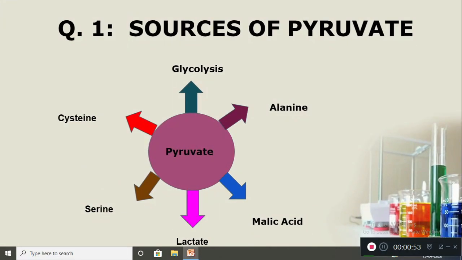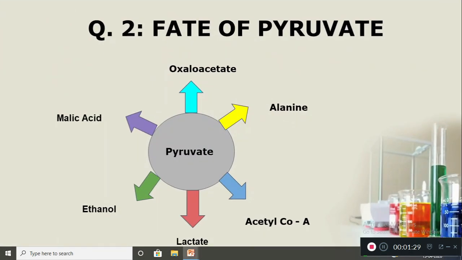We all know the end product of glycolysis is pyruvate or pyruvic acid. So pyruvate is obtained through the glycolysis process and from various substances. Alanine is converted to pyruvate. Malic acid is also converted into pyruvate. Lactate is also converted to pyruvate. Similarly, cysteine and serine are also converted to pyruvate in various chemical reactions in our body. Next, we will see what the fate of pyruvate is.